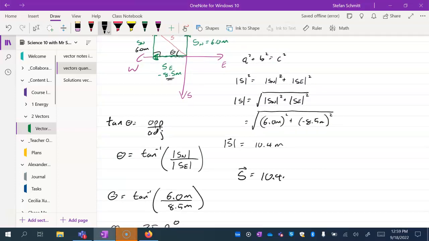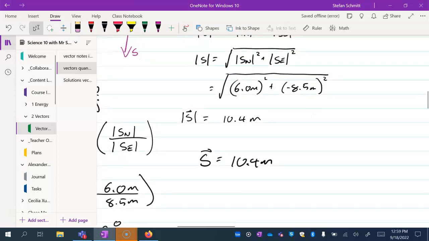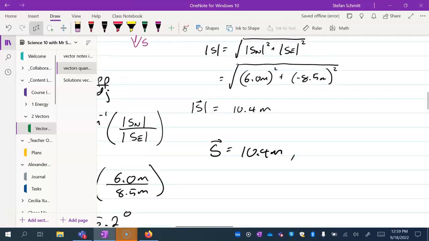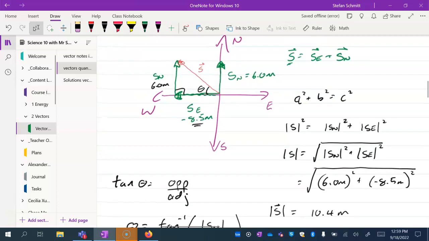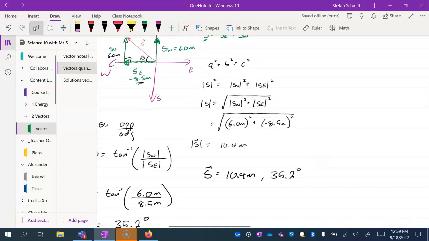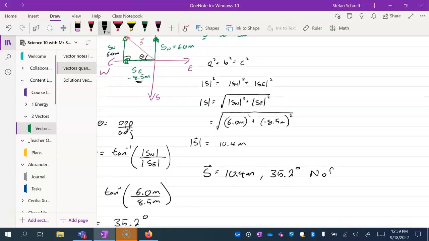So now we are in a position to write down vector S, and we could say that S equals 10.4 meters, that's the magnitude, comma, this angle, 35.2 degrees, and so that's this angle here, 35.2 degrees north of west.